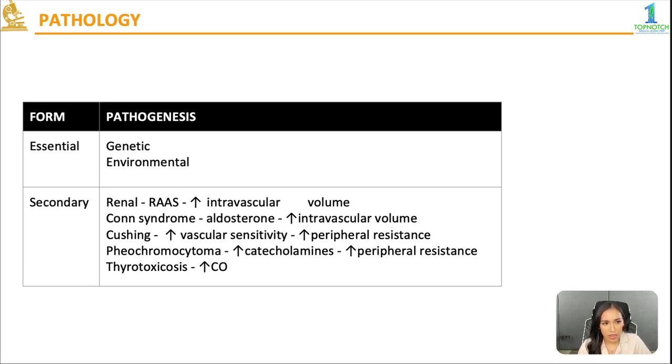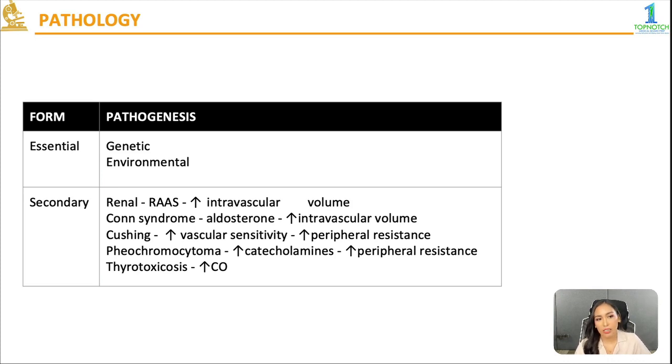So it can be renal, which is due to the RAAS, which is caused by increased intravascular volume. It can be Conn syndrome, which is due to aldosterone excess, which also increases the intravascular volume. And it can be due to Cushing syndrome, which causes increased vascular sensitivity to catecholamines, therefore increased peripheral resistance.